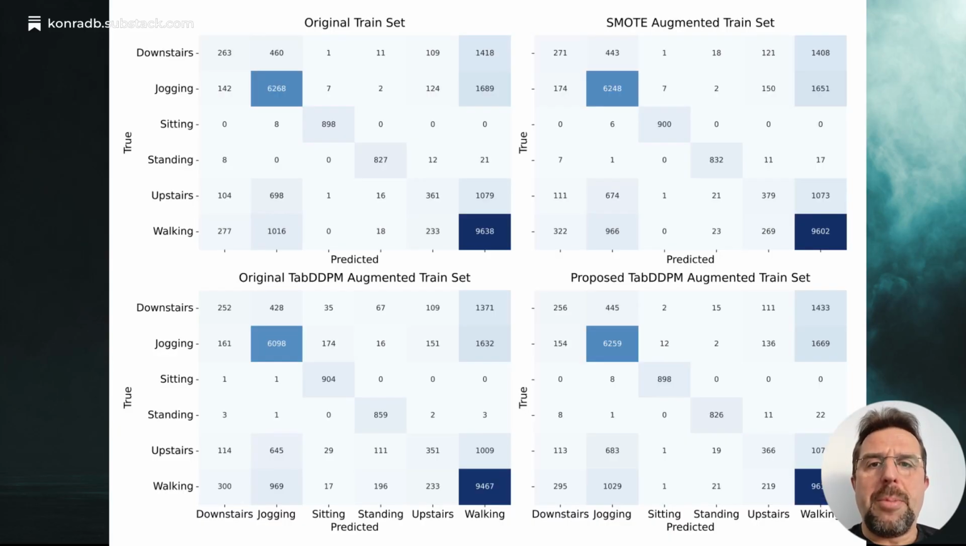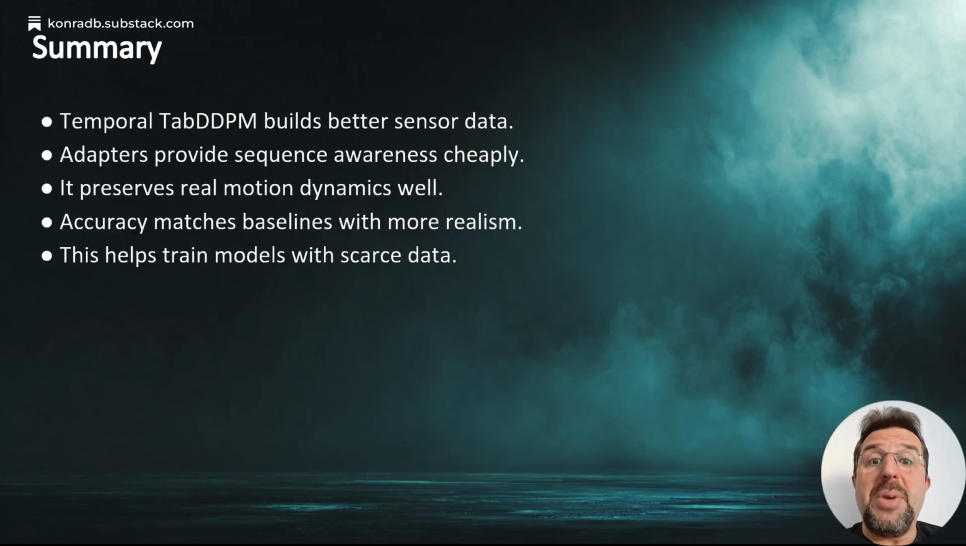These grids show where the model gets confused. If the diagonal line is bright, the model is doing great. Look at the sitting and standing classes. The old model was guessing all over the place. Our new version nails it, matching the best traditional methods. Even for the tough stuff like going upstairs versus downstairs, we're keeping up with the pack while maintaining a much more realistic signal structure.